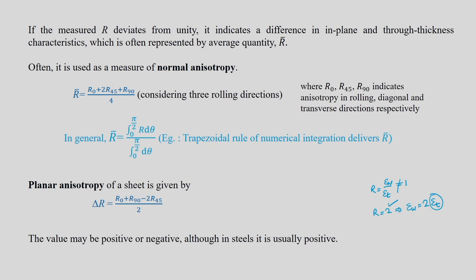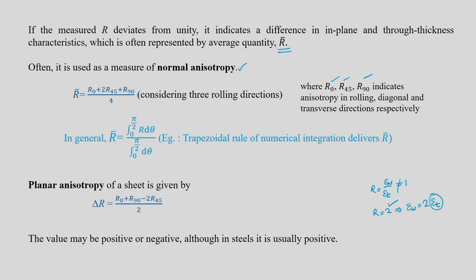So now let us go back to our point here. It indicates a difference in the in-plane and through-thickness directions, which is often represented by a parameter called R bar. It is a measure of normal anisotropy. So how do you define R bar? If you consider three different rolling directions, R0, R45, R90, where R0 is along the rolling direction, R45 the diagonal direction, and R90 the transverse direction, as you already saw in the previous slide, then R bar is nothing but R0 plus 2 R45 plus R90, divided by 4. This is the way you define it.